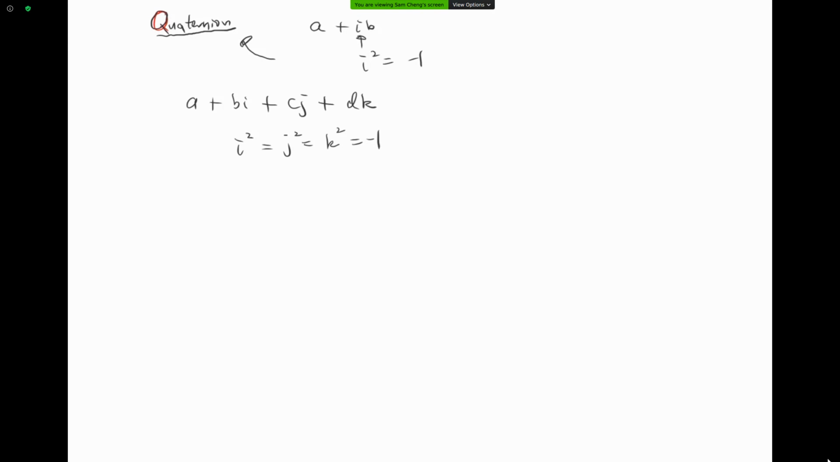What's interesting is that when I have cross terms, for example i multiplied by j, and j multiplied by k and so on, I get something similar to the cross product in 3 dimensions. So this is very much related to 3-dimensional space. What I mean is that i multiplied by j is equal to k, j multiplied by k is equal to i, and k multiplied by i is equal to j.